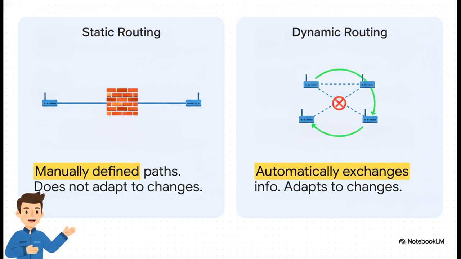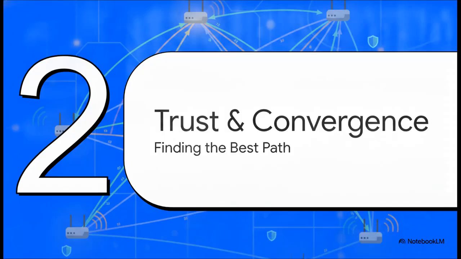But on the other side, we have dynamic routing. Think of this like a live GPS for your network. Routers use protocols like RIP, EIGRP, or OSPF to automatically exchange information with each other all the time. If traffic conditions change or a link suddenly goes down, dynamic routing adapts instantly on the fly to find you a brand new path.